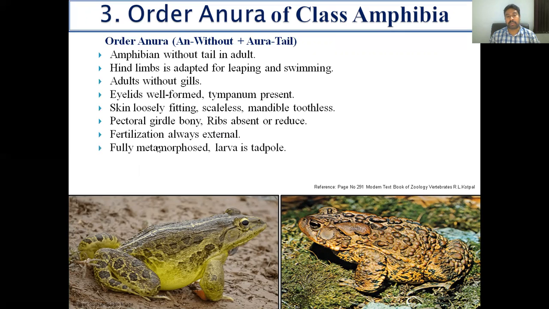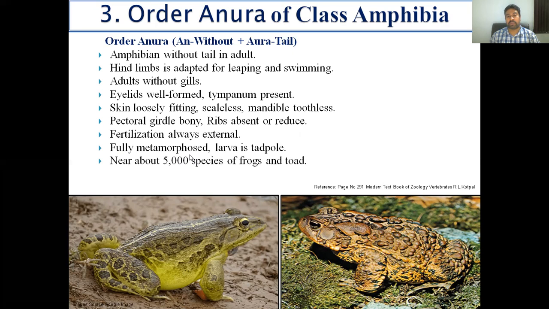They show complete metamorphosis, and the larva is called a tadpole. So if we see the life cycle of this frog, the adult frog lays eggs in water and fertilization occurs in water. After fertilization, there is formation of a larva. This larva is called a tadpole larva, which has a tail and external gills, and it is herbivorous. This tadpole larva metamorphoses into an adult, which does not have a tail or external gills, and it is insectivorous. So this order Anura shows complete metamorphosis.